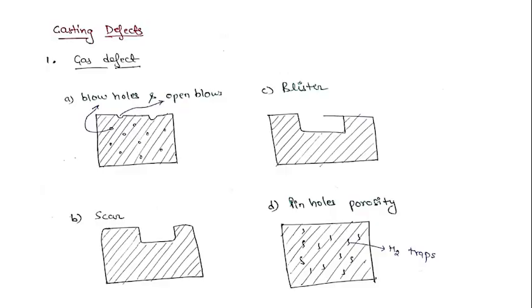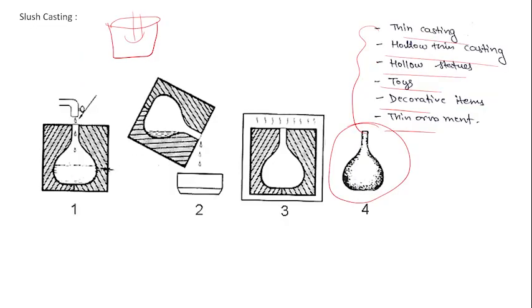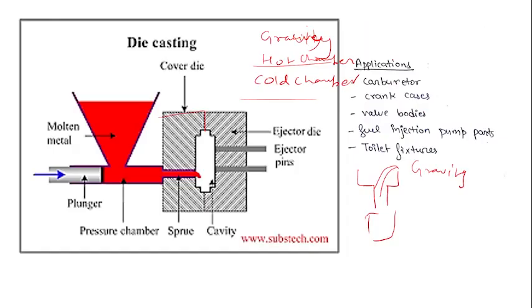Then the difference. What is the difference between hot chamber and cold chamber? In hot chamber, your furnace will be with the die itself. Suppose this is your die and you are pressing your molten metal into the die. This is your piston. So your furnace will be somewhere here only, and directly from the furnace you are pressurizing your molten metal into the die.